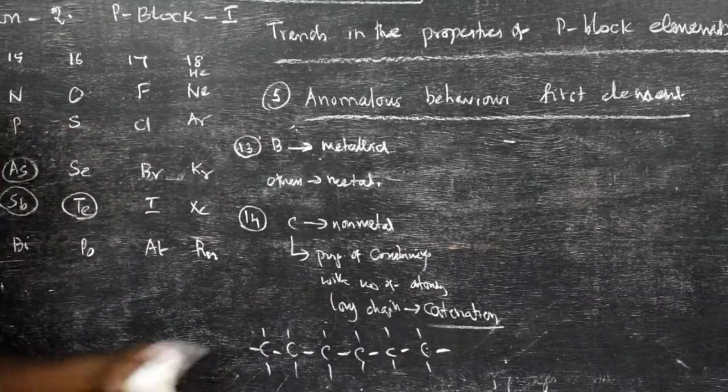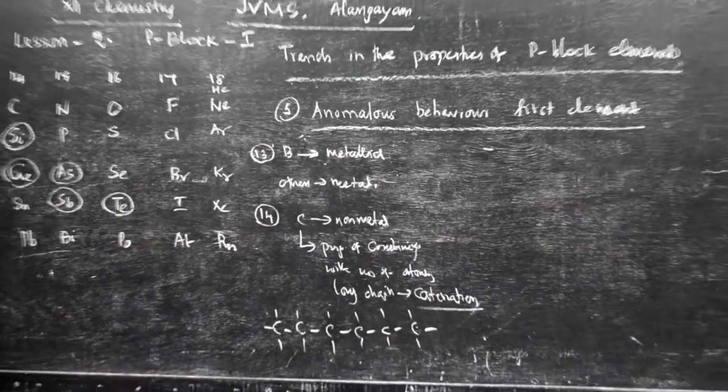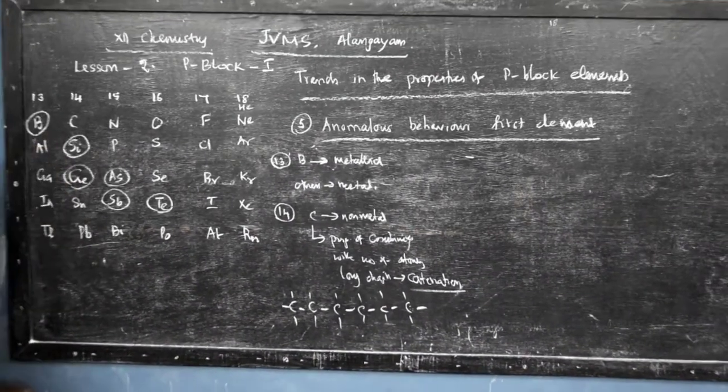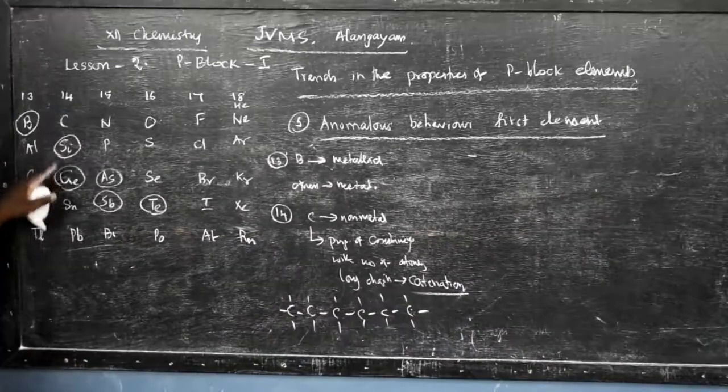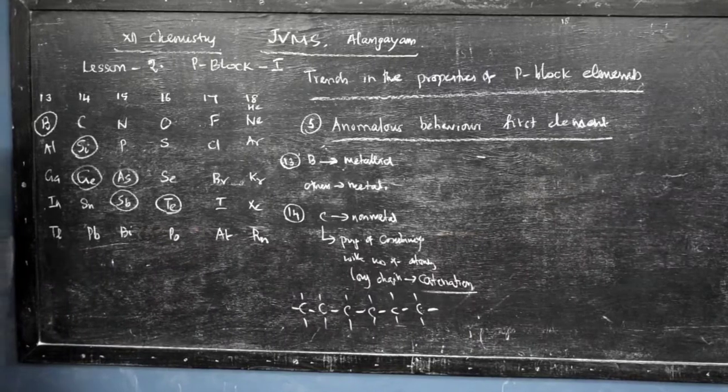Right? This property is called catenation. Linking with each other and forming a long chain compound is called catenation. Catenation is observed more in carbon. It decreases in silicon, it further decreases in germanium, it further decreases in tin and lead.